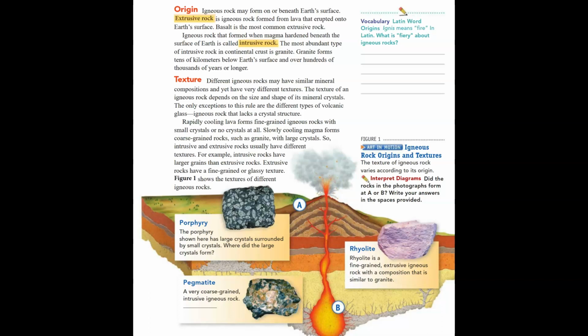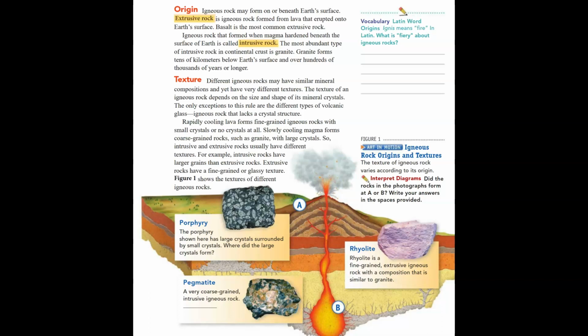Different igneous rocks may have similar mineral compositions and yet have very different textures. The texture of an igneous rock depends on the size and shape of its mineral crystals. The only exception to this rule are the different types of volcanic glass, igneous rock that lacks a crystal structure. Rapidly cooling lava forms fine-grained igneous rocks with small crystals or no crystals at all. Slowly cooling magma forms coarse-grained rocks such as granite with large crystals.